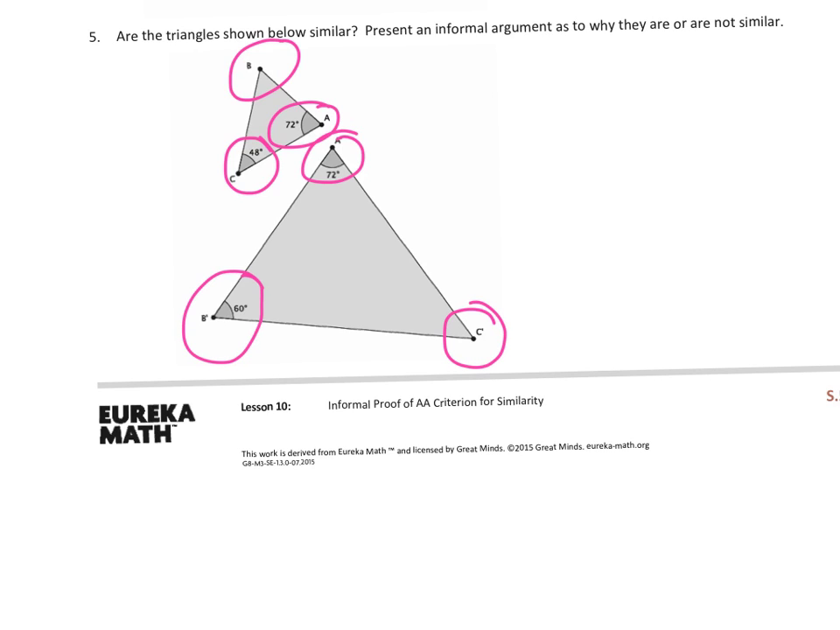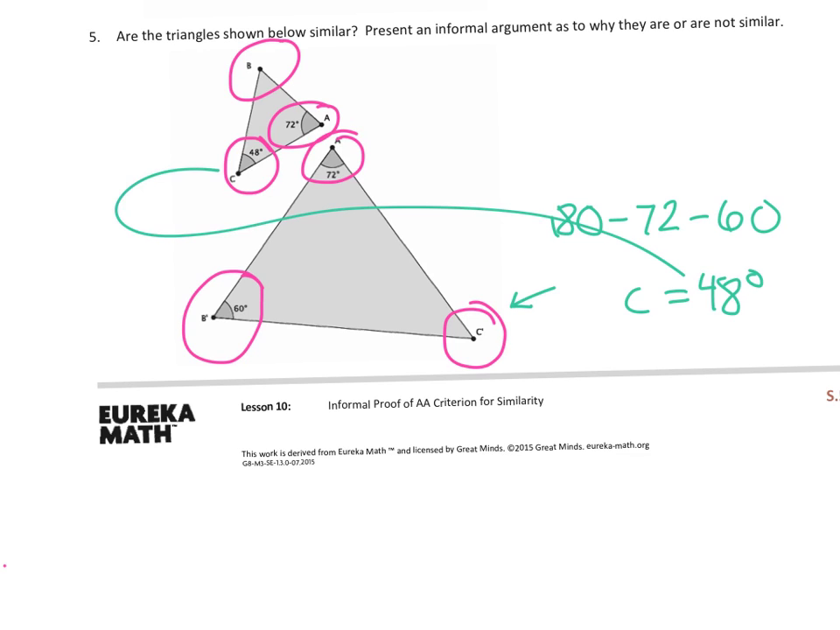So let's start by finding angle C, just because I have more room right here. The triangle sum theorem says every triangle adds up to 180. So we're going to take away the 72 that we know, and we're going to take away the 60 that we know. And that tells me that the missing measure, C, equals 48 degrees. Voila. There it is on the other triangle as well. They are indeed similar.